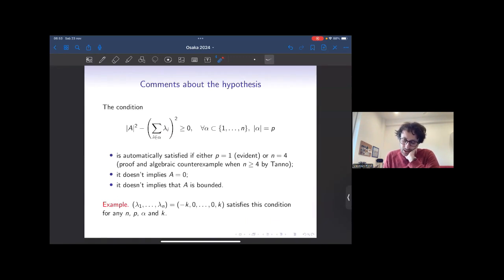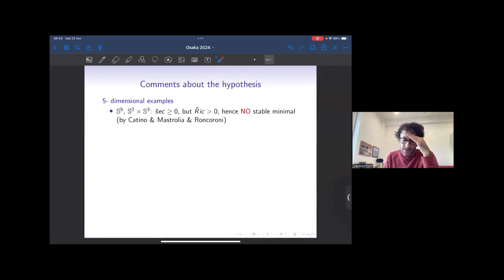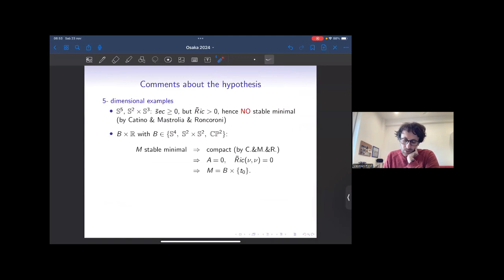Since this hypothesis is automatically satisfied when n is equal to 4, where n, I recall, is the dimension of the hypersurface, it could be interesting to see what happens in some famous 5-dimensional Riemannian manifolds. For example, the round sphere, or the product S2 cross S2 cross R: the sectional curvature is not negative, but the Ricci is strictly positive. So by the result by Catino, Mastrolia, and Roncoroni that I mentioned some minutes ago, those spaces have no stable minimal hypersurface at all, compact or non-compact. Then we can try to take a product like B cross R, where B is four-dimensional. It can be, for example, the round sphere, the product of two round spheres, or the complex projective space.